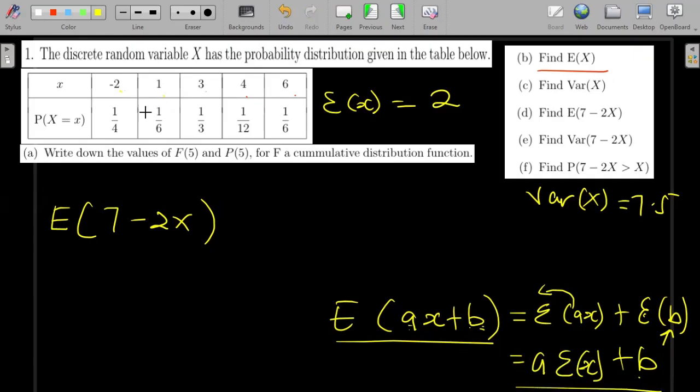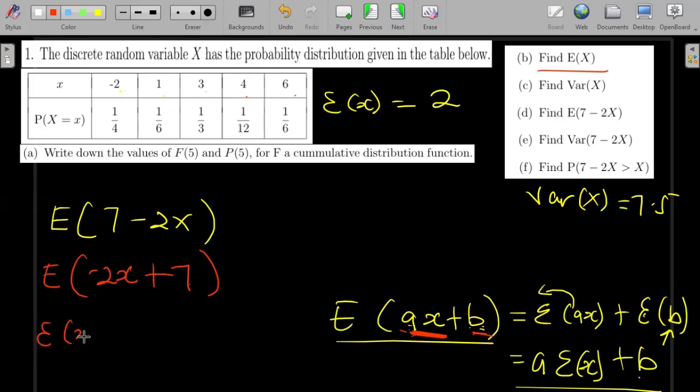Okay, so following this same thing, I can rearrange this and I'll say this is the expected value of minus 2x and then plus 7. So you see that in this form now I have ax plus b. So the b is the what? 7. And then the a is the minus 2.